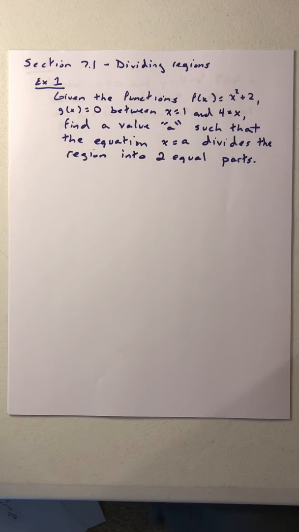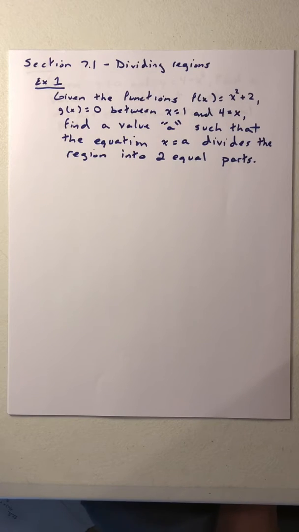I'm going to continue our section 7.1 discussion, but today we're going to get a little more AP style question. Here we're going to take a region, we're going to be able to find the area of it, but we're going to find the equation of a line that's going to divide this region in half. So what does that mean? Well, let's look at example number 1.